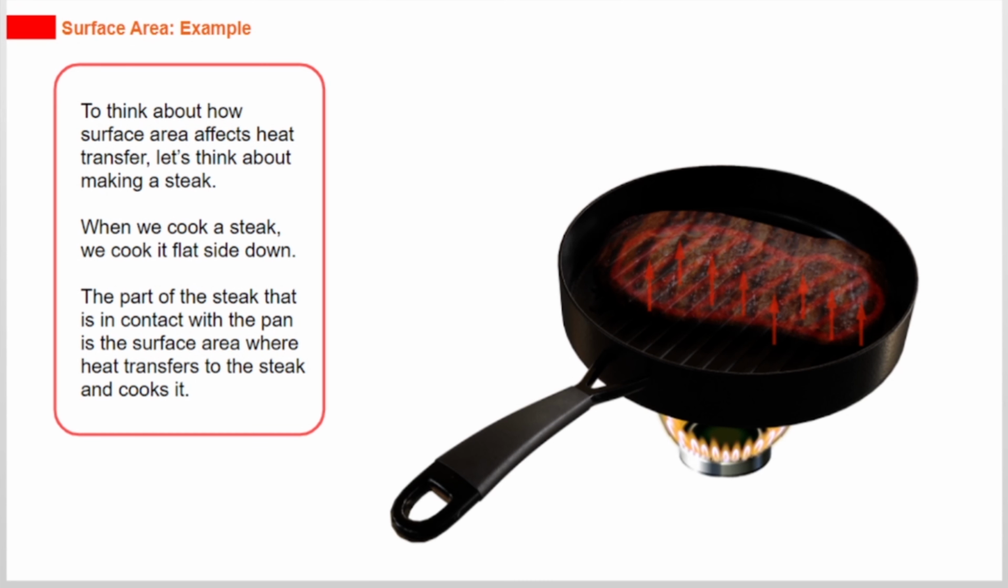To think about how surface area affects heat transfer, let's think about making a steak. When we cook a steak, we cook it flat side down. The part of the steak that is in contact with the pan is the surface area where heat transfers to the steak and cooks it.